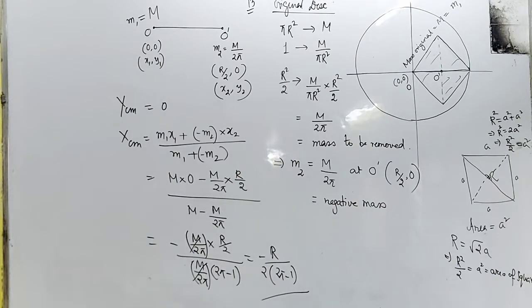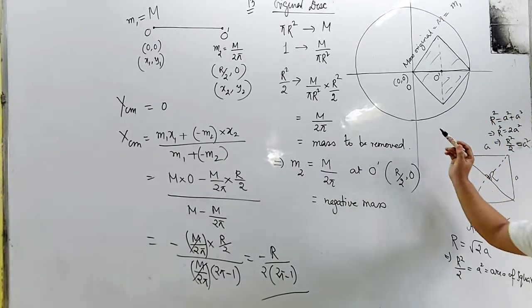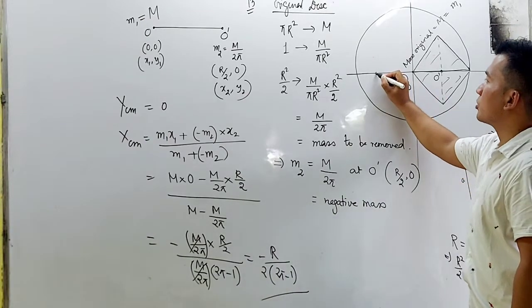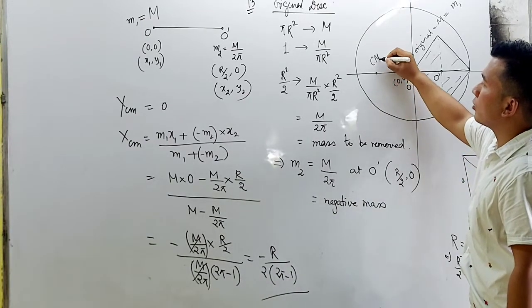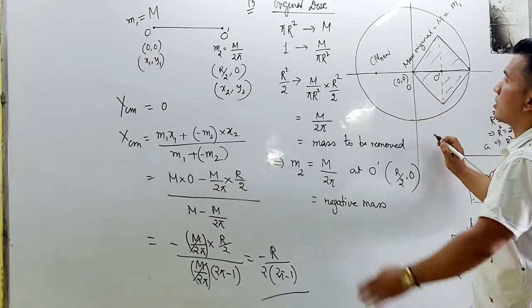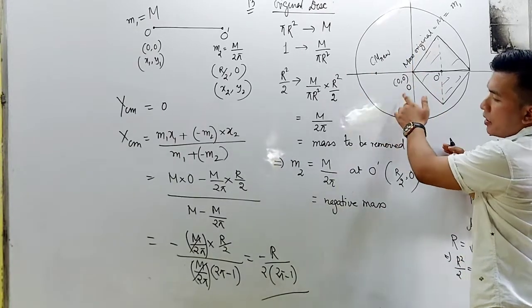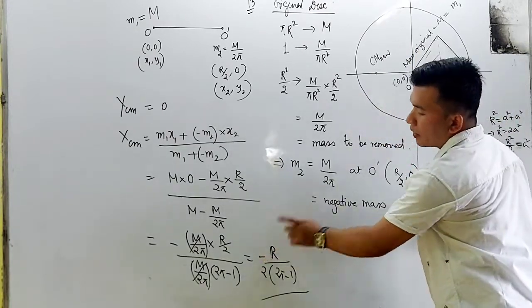If the removed portion is from the left hand side, then the new center of mass will be to the left. Left to remove, to the right. From the diagram, where have we removed from? We removed from the right hand side. So the new center of mass will be somewhere here. This will be the new center of mass, and this is located on the negative axis. Therefore, our answer comes out negative.